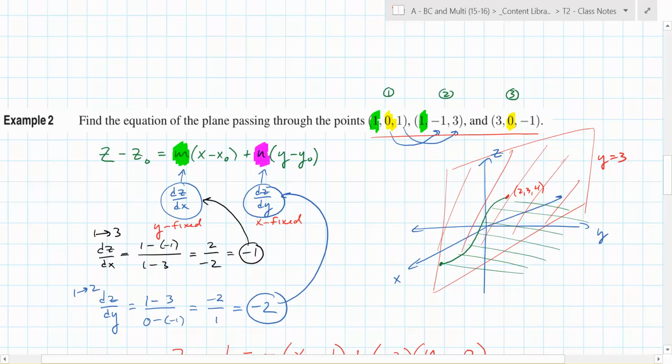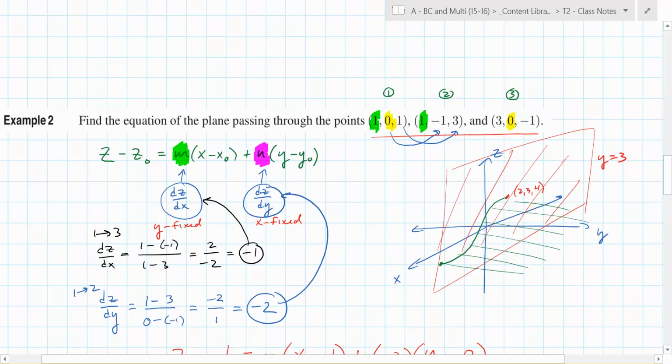Do you see the numbers up there? This is important, because if you don't see it, it's really hard later. You have 1 minus negative 1 and 1 minus 3. So partial z, partial x is negative 1. So where's that going to go? Right there. Same thing right here, 1 to 2.